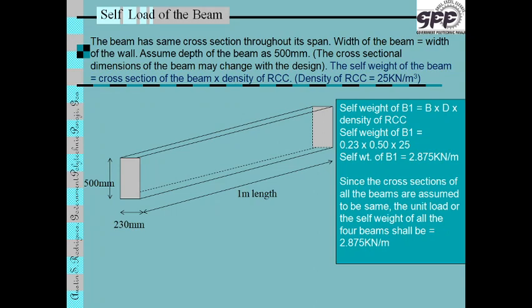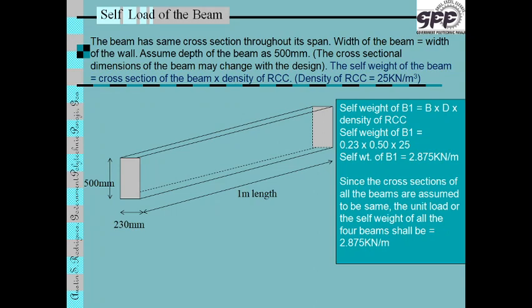As told earlier regarding the columns, let me mention again, the cross-sectional dimensions of the beam may change later with design. The self-weight of the beam is calculated as the cross-section of the beam multiplied by the density of RCC. Now this would be the self-weight of the beam per meter of its span.